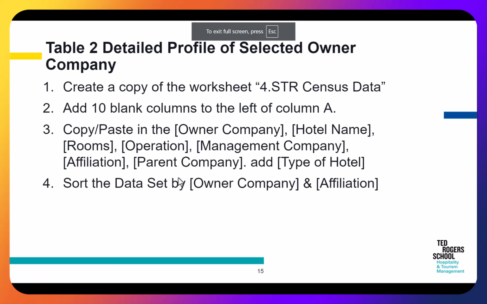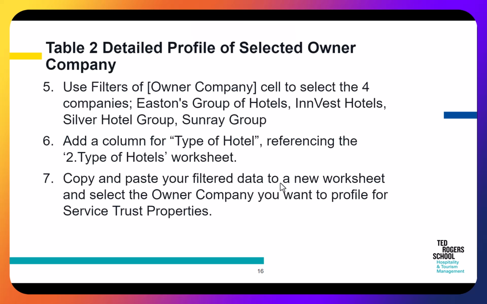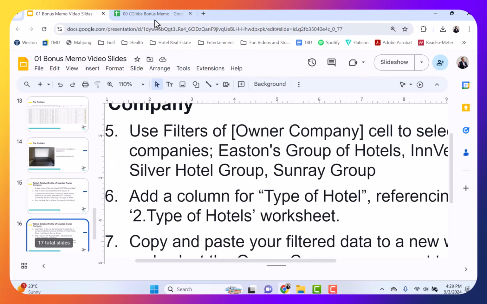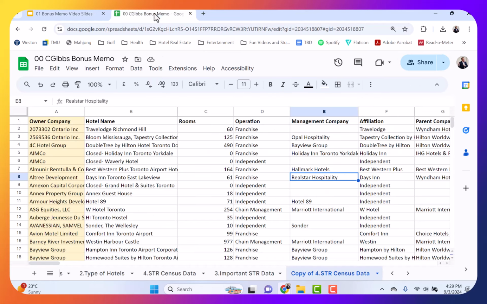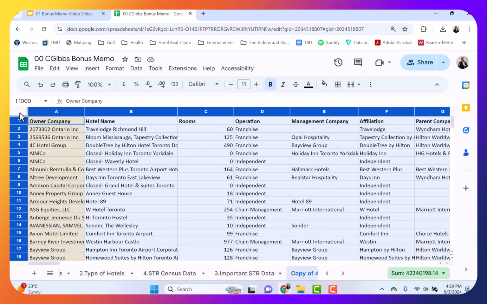So now that I've sorted my data set by owner and affiliation, I go to the next slide. I'm going to do this next stage for table. I'm going to use filters. I'm going to populate type of hotel, and then I'm going to copy and paste what I've done into another folder. So let's go back to our sheet. I'm going to add filters again. So I'm going to click the whole data set again. I'm going to go Data, Create a Filter.